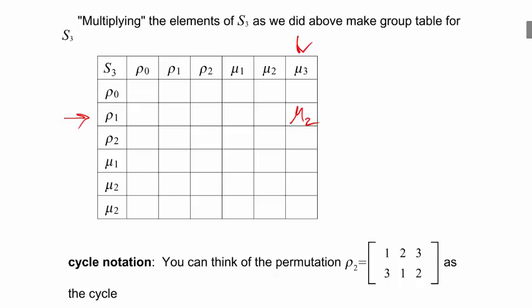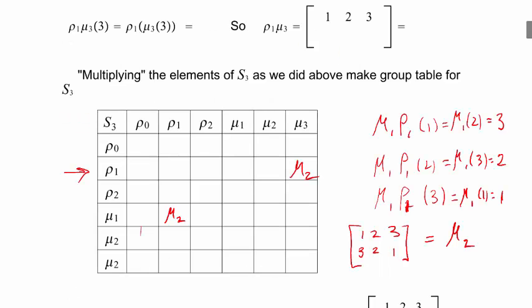I think that you should try to fill them in on your own and check yourself. You get one mapping in each box. I computed one more for you here. You can put it on pause and make sure you could do this. I calculated mu 1, row 1, and I just calculated what it did to 1, 2, and 3, and then I put it in this notation, and I looked back and I saw that that is mu 2. So mu 1, row 1, is mu 2.